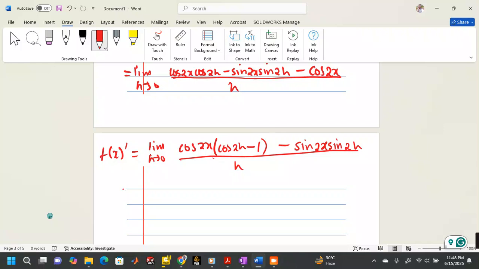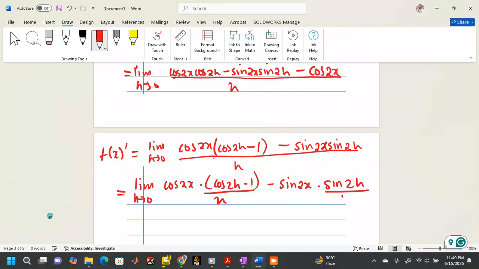So we just split them out. You have the limit as h approaches 0 of cos 2x, which is multiplied by (cos 2h minus 1) over h, minus sin 2x, which is being multiplied by sin 2h over h. The h is a common denominator for this and this, because this is just over 1, and 1 multiplied by h will be just h.